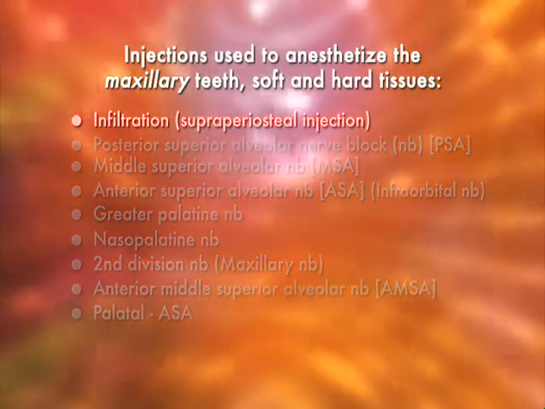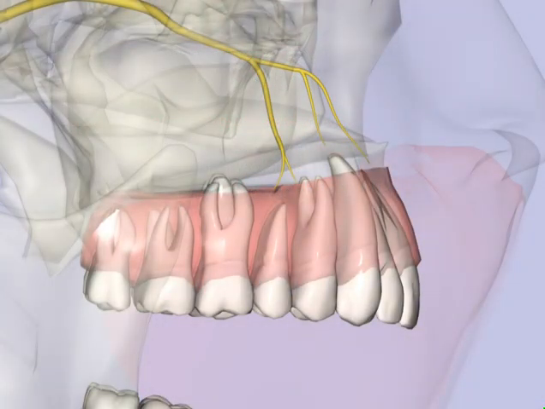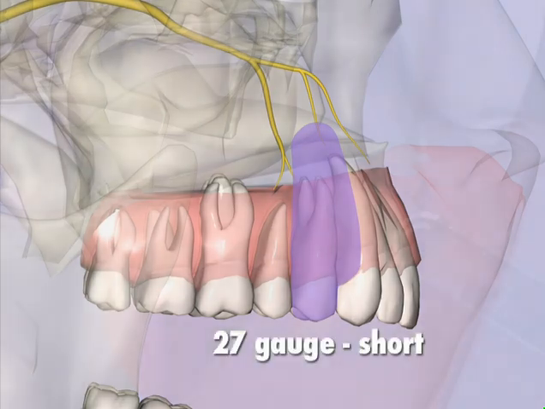Maxillary infiltration is used to achieve pulpal anesthesia of one or two maxillary teeth. The area anesthetized is the pulp and the buccal soft tissue and bone of the tooth anesthetized. The recommended needle is a 27 gauge short.